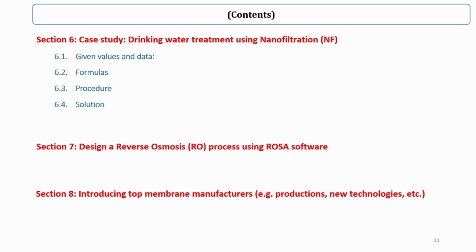Section 7 is one of the major parts of this course, and in this section you will learn about ROSA software and how to design a reverse osmosis system using this software. In the end, top membrane manufacturers and their products are introduced to you, to be familiar with these membrane products in the market.